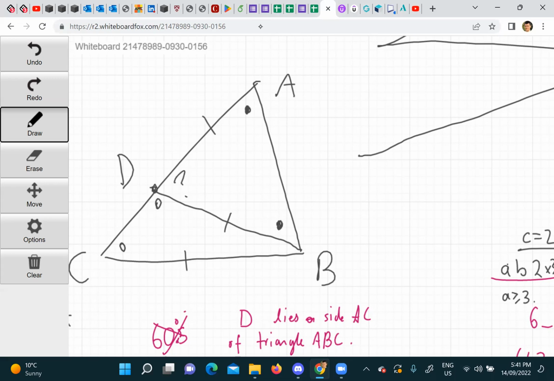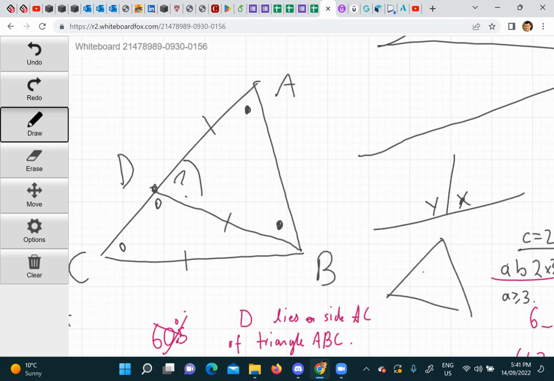Okay, so the question is, how big can this angle be, or how small can this angle be? Remember the things we want to use here: if you have a straight line, then these angles add up to 180 degrees. If you have a triangle, the angles also add up to 180 degrees. These are basically the only things we're probably going to use.